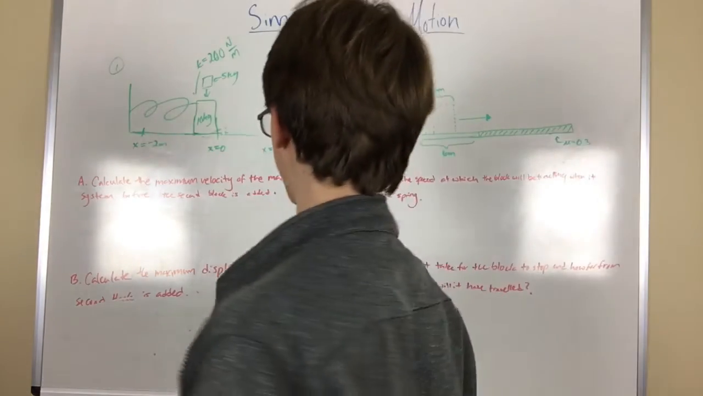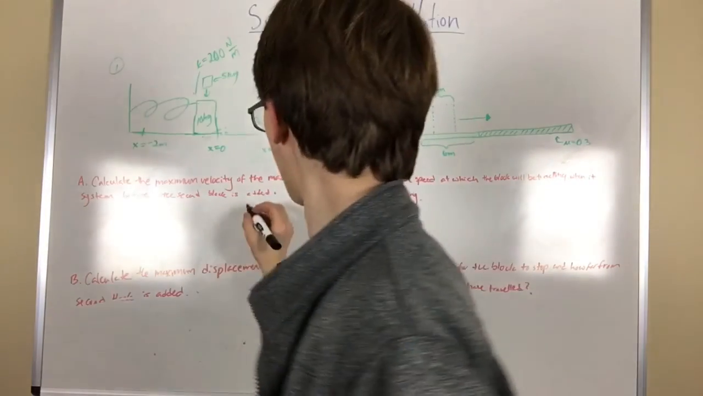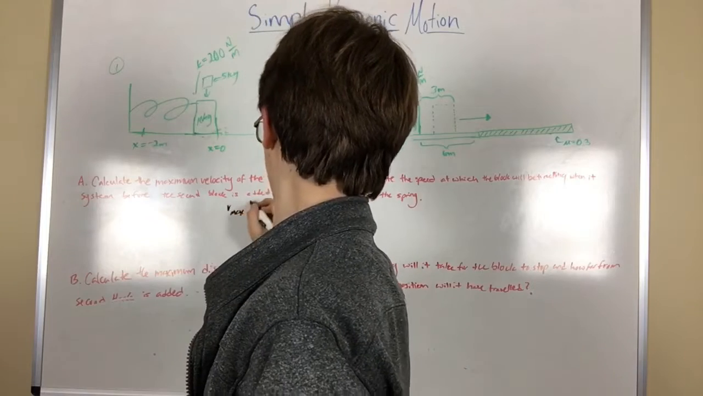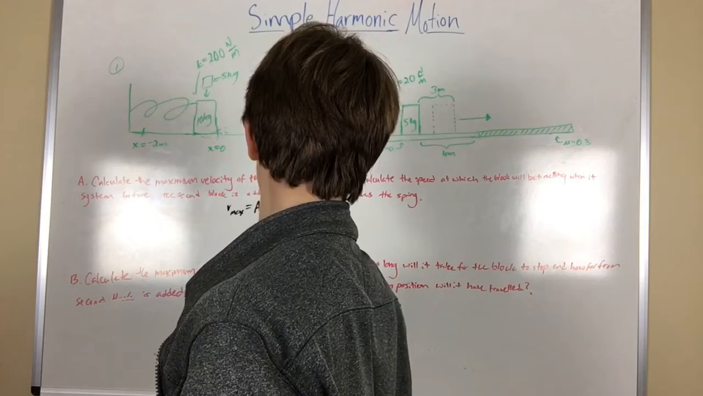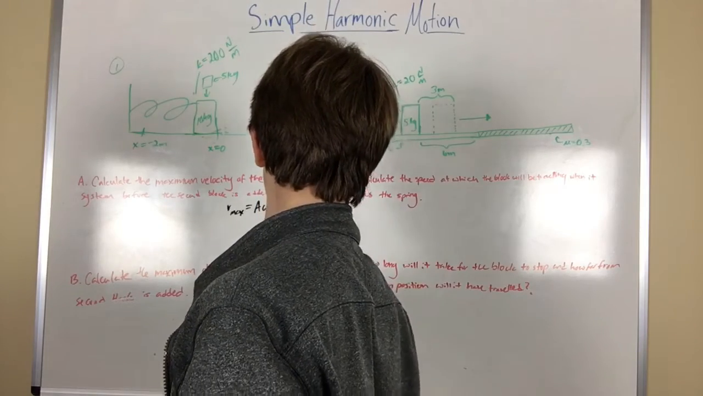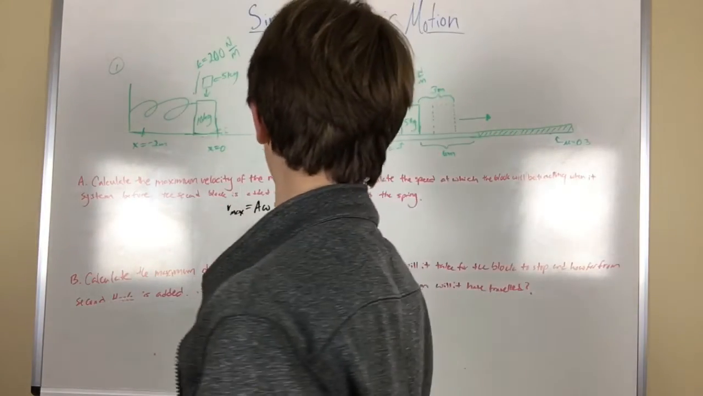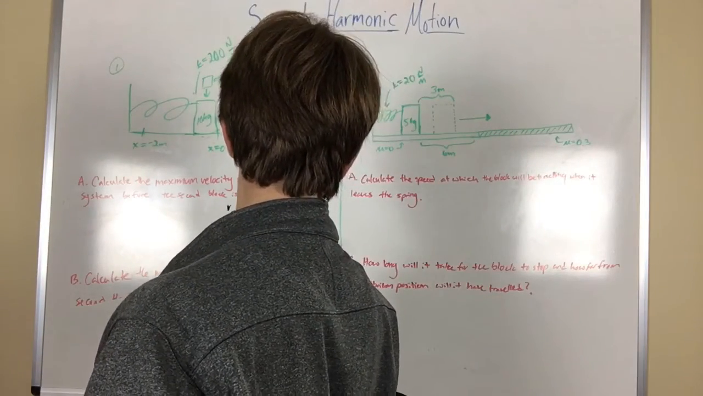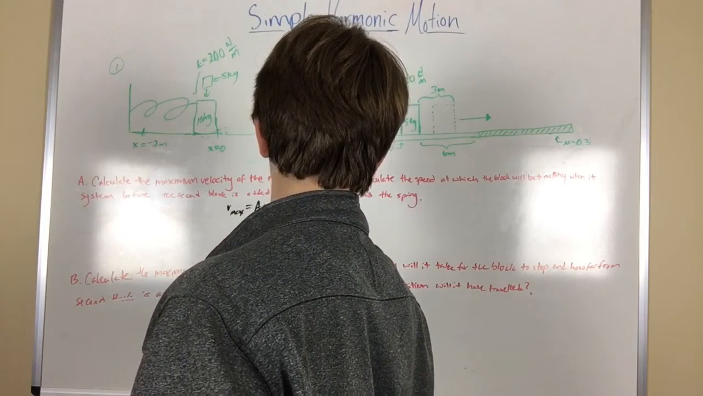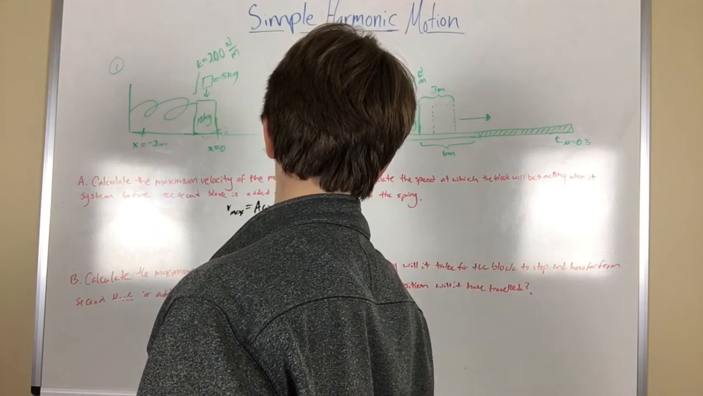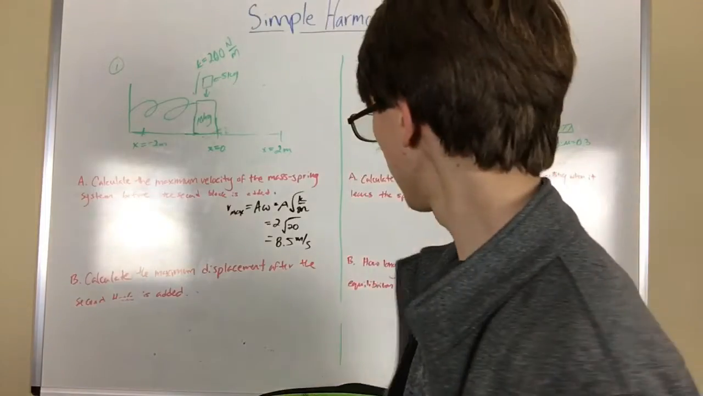So let's calculate the maximum velocity of the mass spring system before the second block is added. Okay, well we know that V max is equal to the amplitude times the angular frequency, which is just the amplitude times the square root of k over m. Okay, and so now we just input the values. We know A is 2, and we know k over m is 200 over 10, so that's just 20. And this is going to be approximately 8.5 meters per second. Okay?